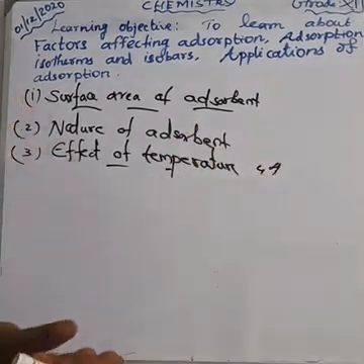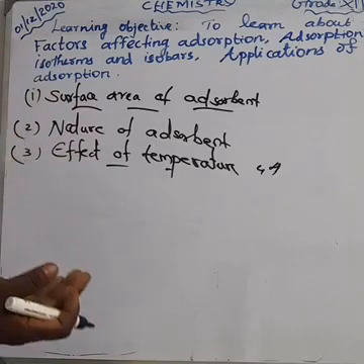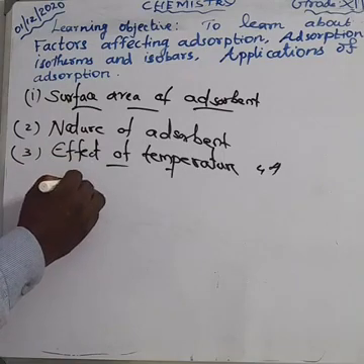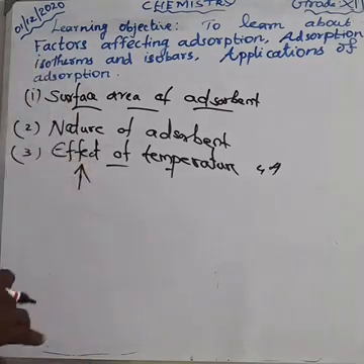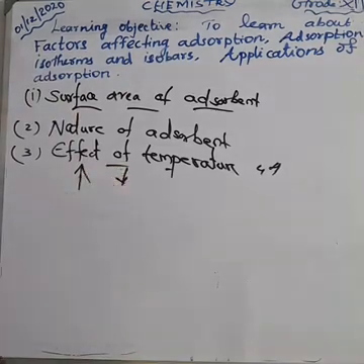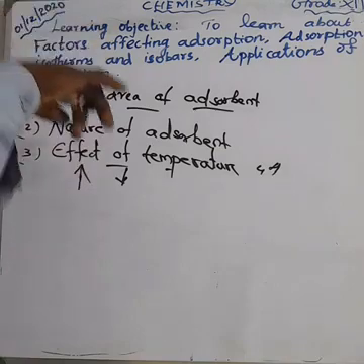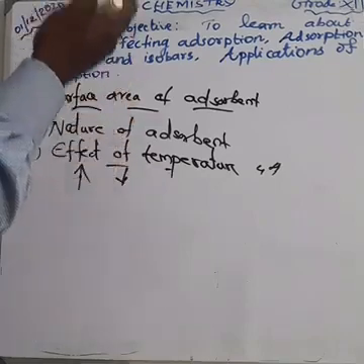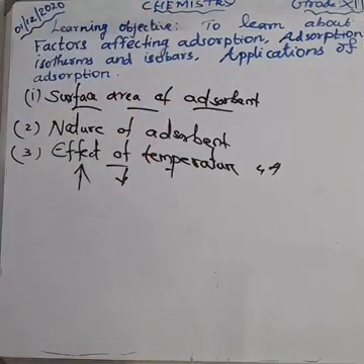When the temperature is raised, chemisorption first increases. Am I right? Chemical adsorption first increases, then decreases. That we learned. Whereas physical adsorption decreases with increase in temperature. What about chemical adsorption when the temperature is raised? First increases and then decreases. What about physical adsorption? It decreases with increase in temperature. Already we learned the differences between them.